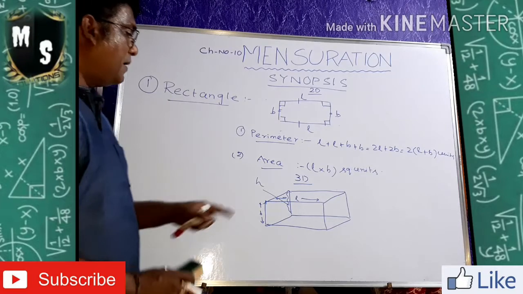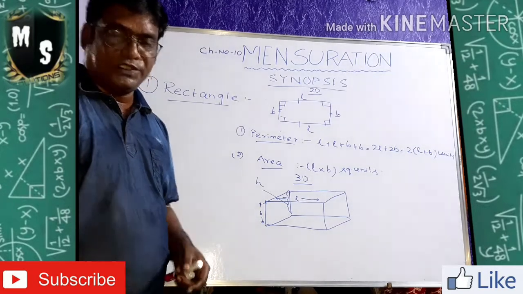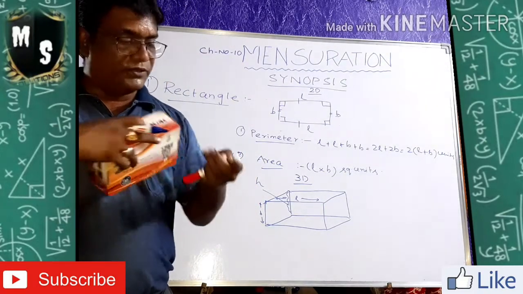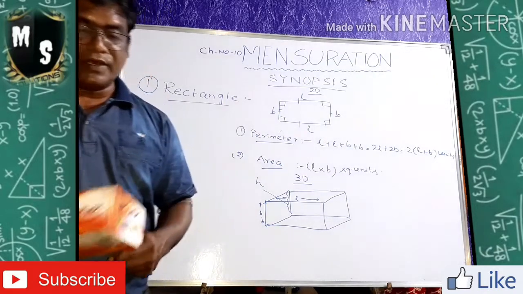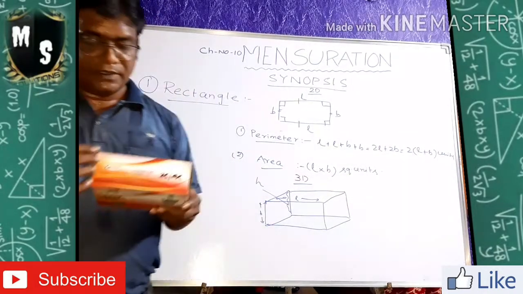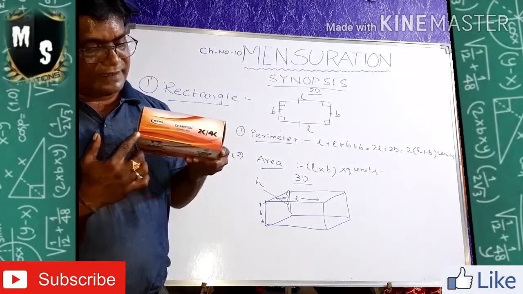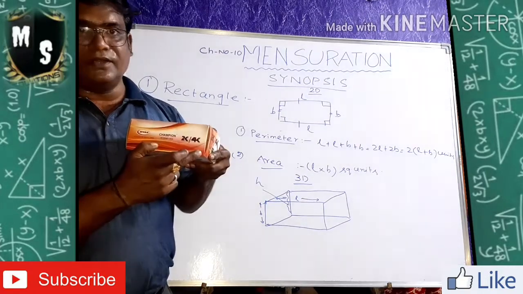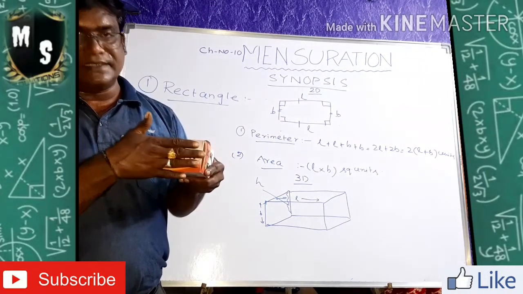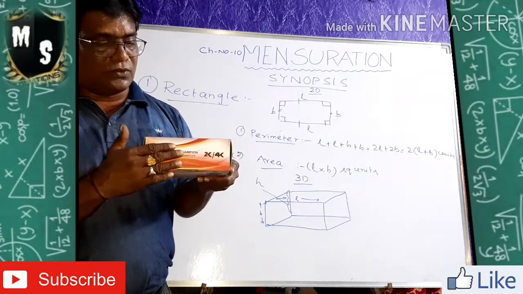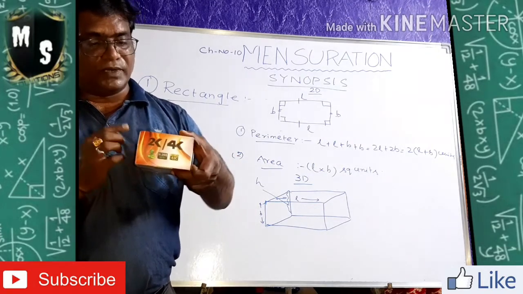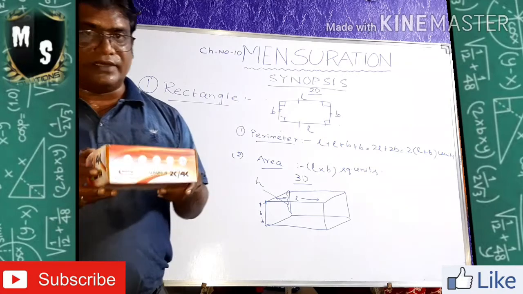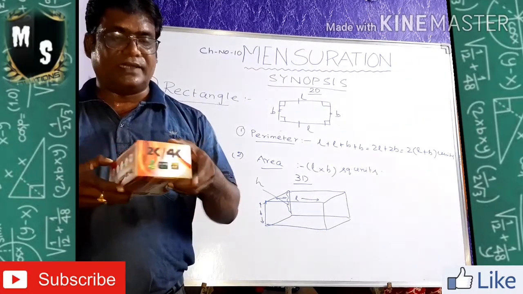Okay, so for a better example, I am showing a box to you. See now, what is it? The face is a rectangle. Watch it very carefully, you can understand nicely. This face is a rectangle, yes or no? Yes. So this is our length, this is our breadth. Clear? Now just go to the next page. See, this is also another rectangle. Clear? This is also another rectangle.